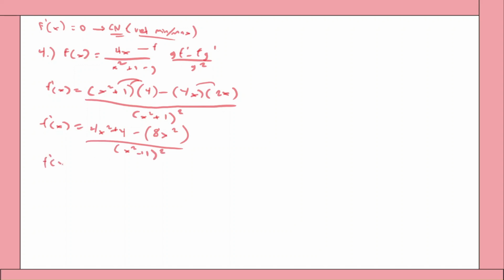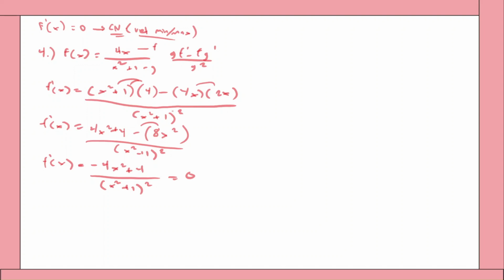Then we would just have to combine the last thing. So we have a 4x squared, and this would turn into a negative x squared. So then it just turns into a negative 4x squared, and then we keep the 4 the same, and this is all over x squared plus 1 squared. And we want to set this equal to 0.